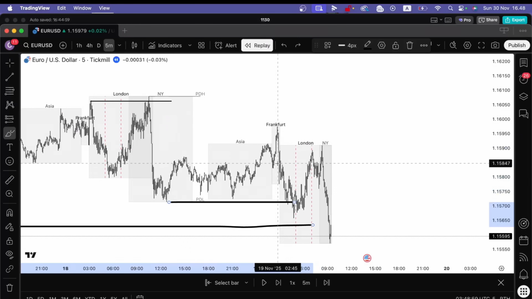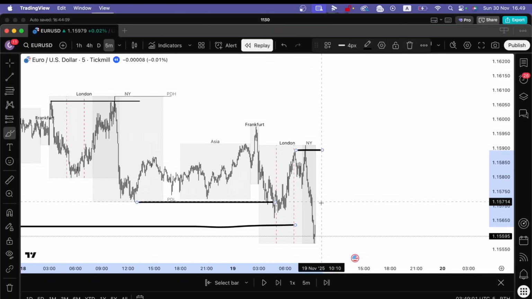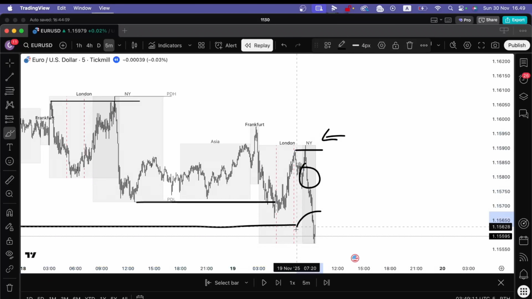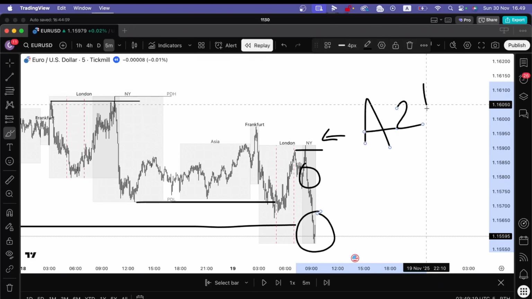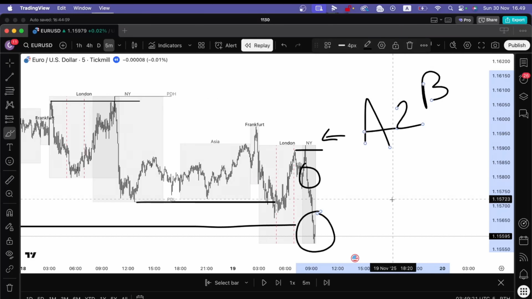So New York opens, prints a manipulation or a fake out, we wait for some confirmation, we open our trade, we put our stop loss behind this manipulation, and boom, the trade sets up like a textbook example. And there you go, a clean, logical, safe A to B short with a stop behind manipulation. That's the model, that's the play.